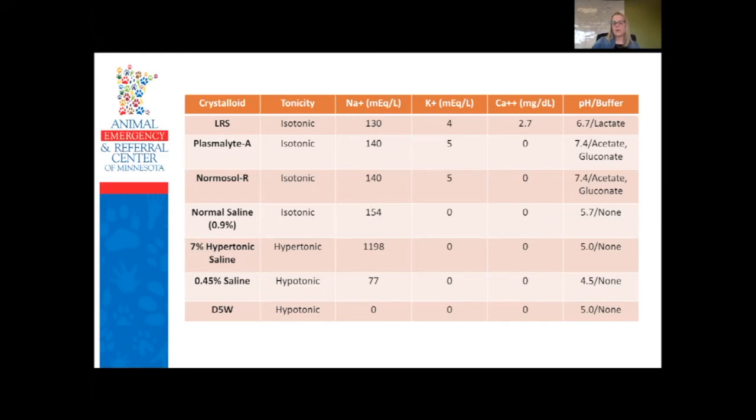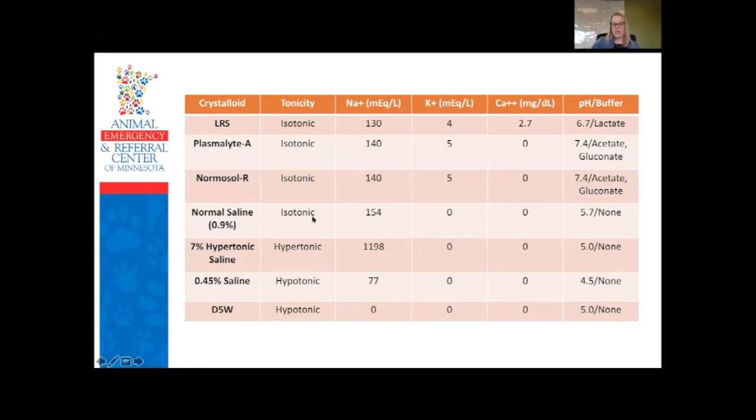So the calcium present in LRS can precipitate with the citrate anticoagulant in a blood product transfusion. Most commonly you're just turning off your fluids, so it's not something you have to think about, but if for some reason you're giving them both together, you can lead to precipitation. So it's even more important to turn off your LRS if you're giving a blood transfusion.